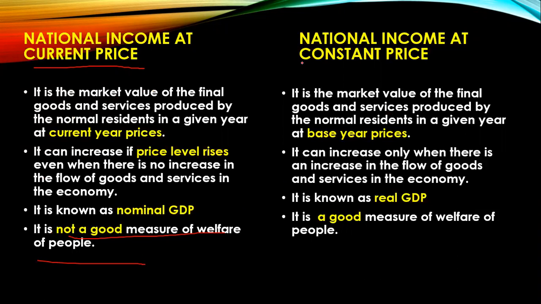Similarly, national income at constant prices, which means you are measuring at base year prices, is also known as real GDP, and it's a good measure. So whenever you hear the term current, it means current year prices, or nominal GDP; when you hear constant prices, it means base year prices, also known as real GDP. And out of these two, real GDP is a better measure of welfare for the people.